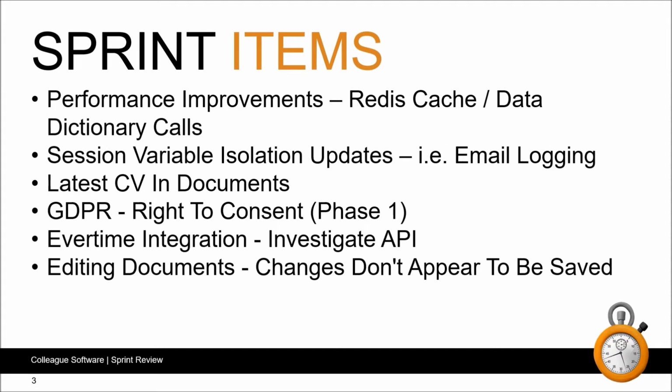This largely relates to the resolving of unnecessary data dictionary calls, which in turn have given a considerable benefit to loading times. We've also delivered updates to isolate several key session variables such as email login and OneDrive document checks. These previously formed part of the queue of items being loaded when opening a record. So by isolating these into a background mechanism, further speed and performance improvements have also been found.